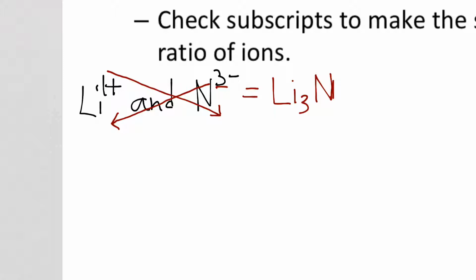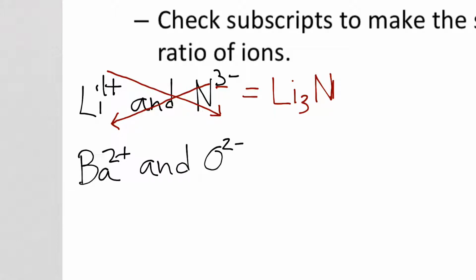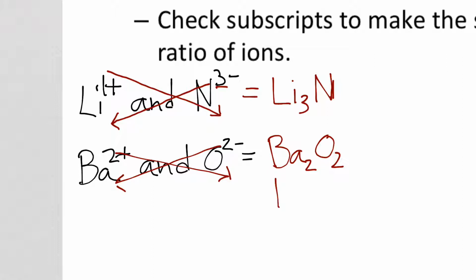Other examples, let's say we had barium with its normal 2+, and oxygen with its 2-. Again, I want to crisscross, bring it down, crisscross, bring it down. So in the end, I should get Ba2O2. Now, this is not the lowest ratio at which this would be found. That would be, again, 1-to-1, BaO. So you just reduce it if needed.